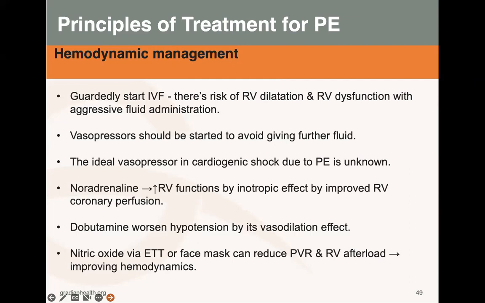We can give nitric oxide if we have it, and this will help to reduce the pulmonary vascular resistance and ventricular afterload. So this will also help with the hemodynamics. If we have it, we can start nitric oxide. Next slide.